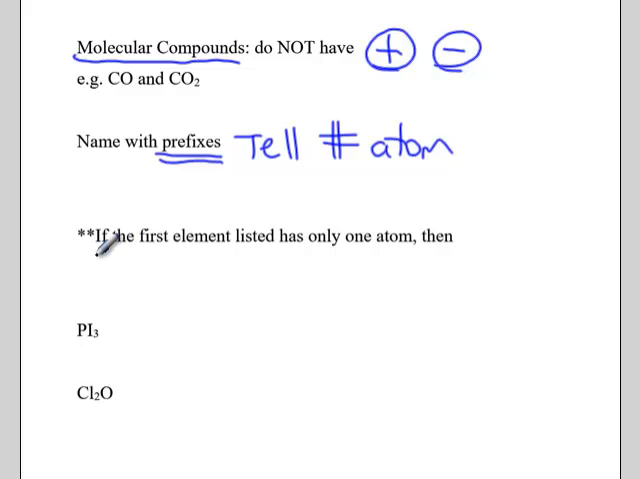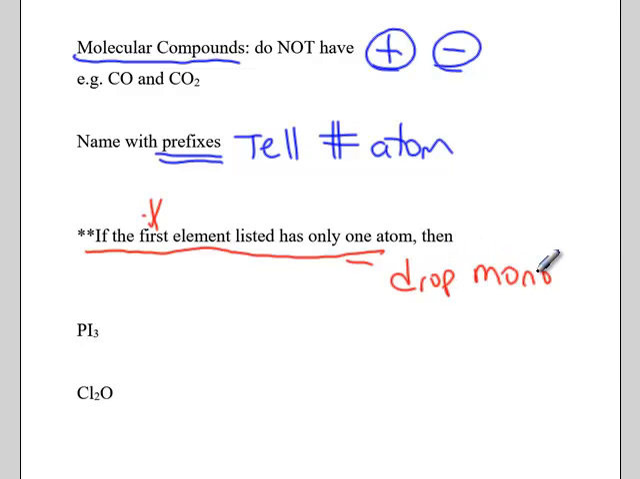An important rule to remember: if the first element listed has only one atom, and this is only for the first element, then we drop that prefix. The prefix for 1 is mono. So CO is not monocarbon. We only have one carbon, so we just write carbon.